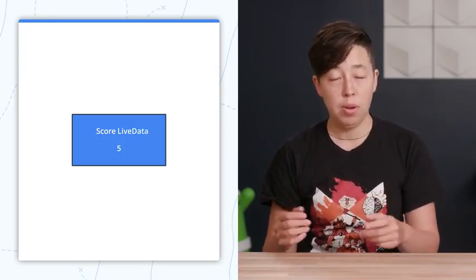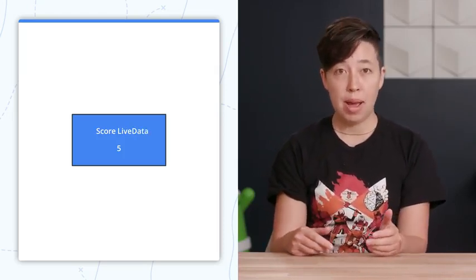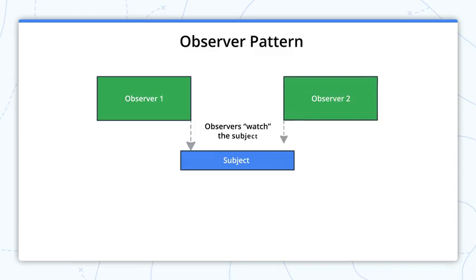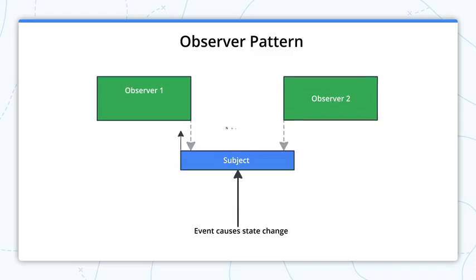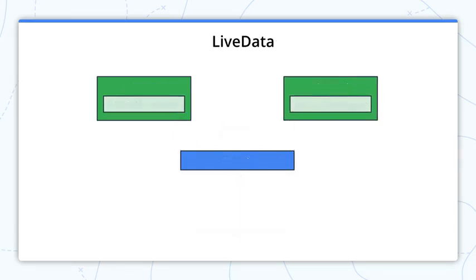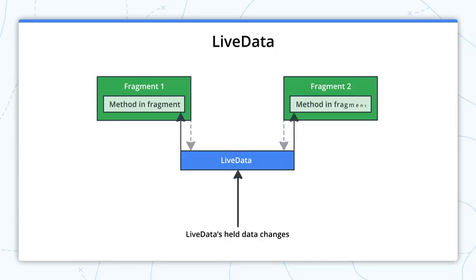LiveData is also observable. This goes back to our definition of the observer pattern that we learned about in the last lesson. As a review, the observer pattern is where you have an object called a subject. The subject keeps track of a list of other objects known as observers. Observers watch or observe the subject. When the status of the subject changes, it notifies the observers by calling a method in the observer. In LiveData's case, the subject is the LiveData object, and the observers are the UI controllers. The state change is whenever the data wrapped inside of LiveData changes.